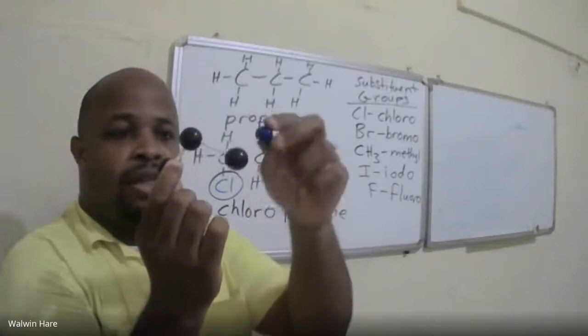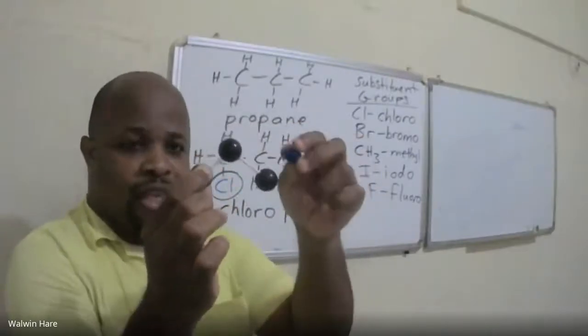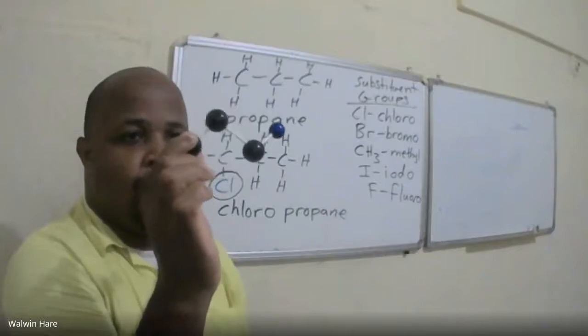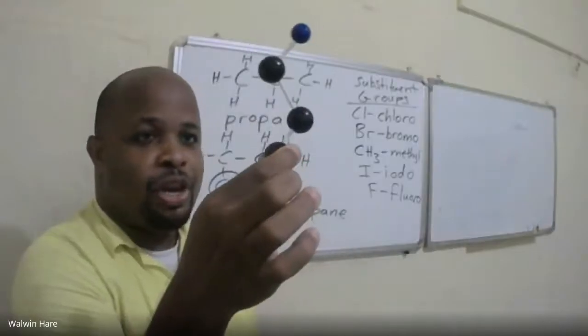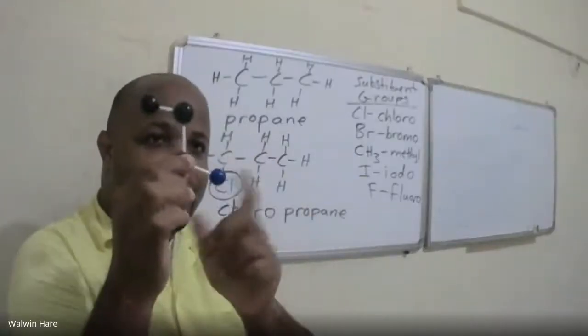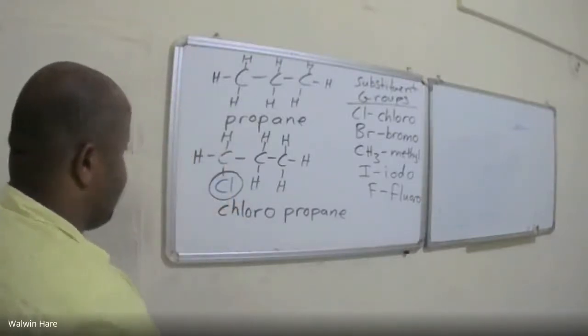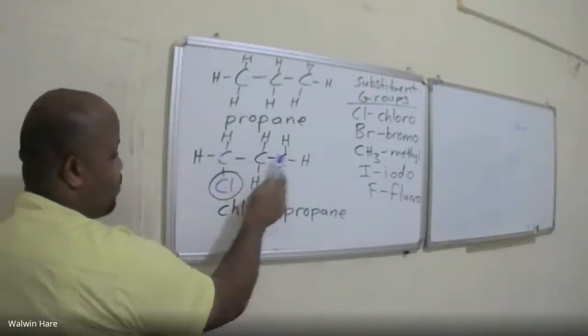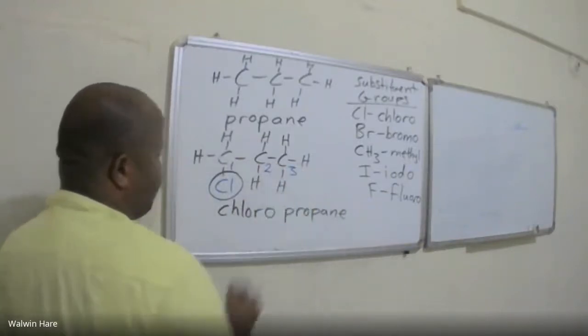So you will count from the end that the chlorine is closest to. In this case, if the molecule is like this, the chlorine is attached to which carbon atom? Carbon one. And if it's like this? Carbon one. And like this? Carbon one. Because I always start counting from the end that the chlorine is closest to. So when you have it like this, you can count from this end, one, two, three.